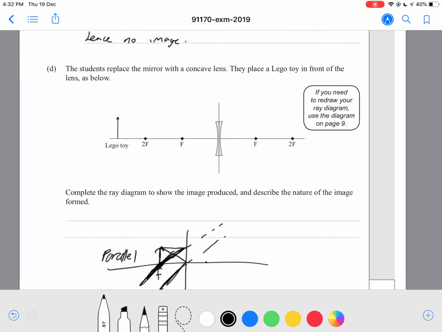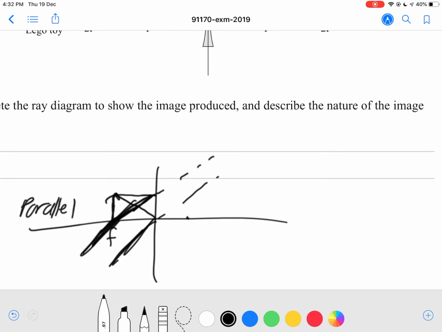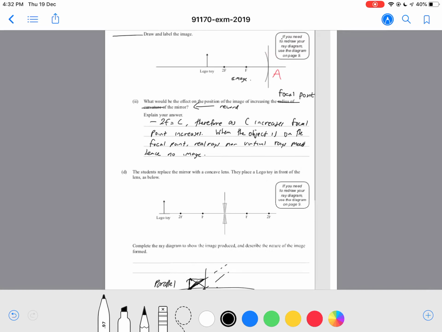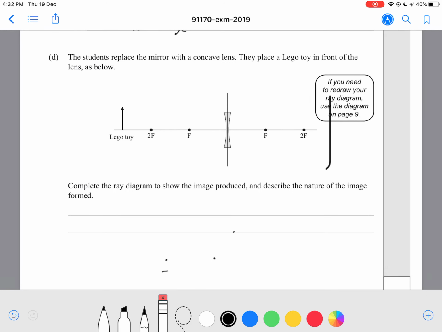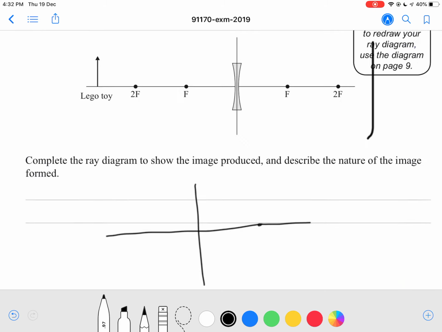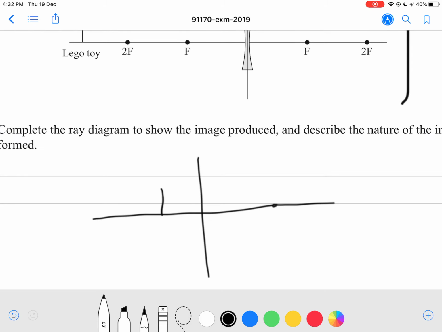And you can also link it to when the object is inside the focal point. So if I draw another quick sketch somewhere, find a good place. I'll just draw another quick sketch. So if we have our axis and our object is inside the focal point. So let's say this is our focal point, then this should look like something like this.